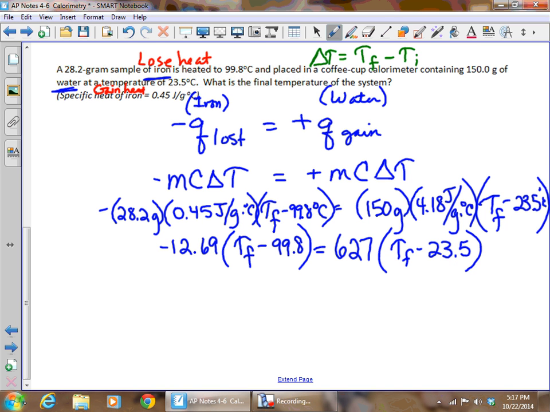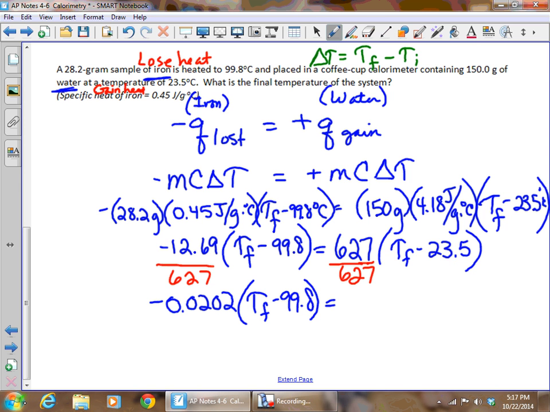The next thing that I would do is to divide both sides by 627. So if I divide both sides by the 627, whoops, not 625, 627, of course, it reduces to 1 on the right-hand side. And I end up with negative 0.0202 times T sub F minus 99.8 equal to T sub F minus 23.5.